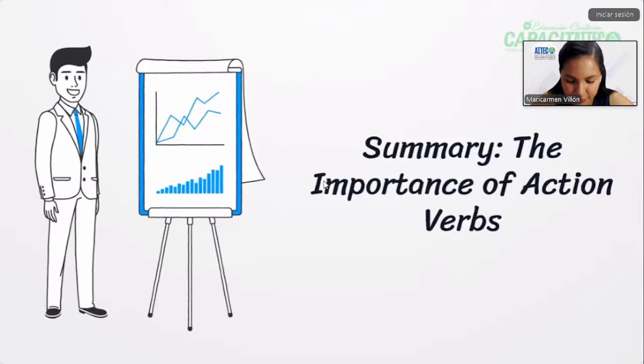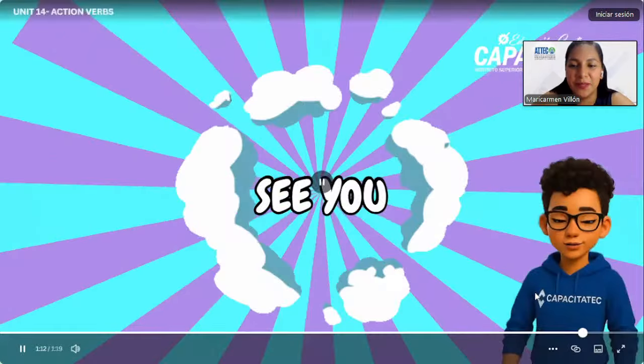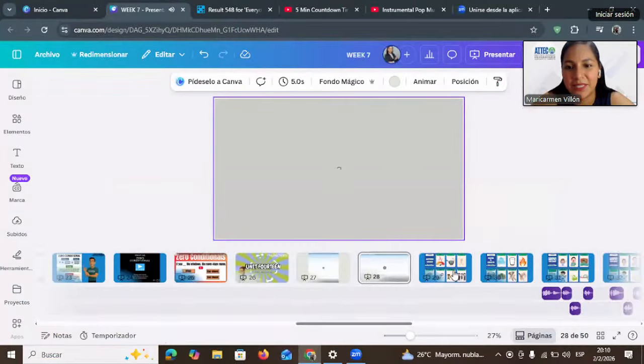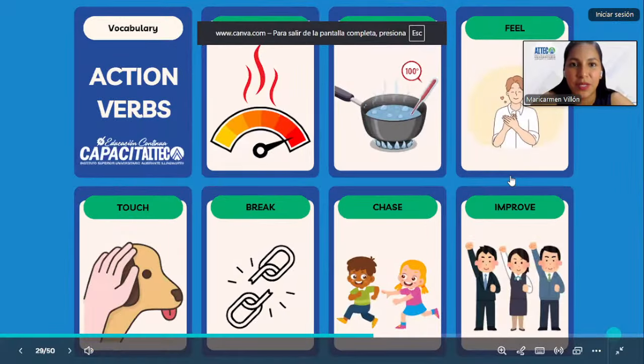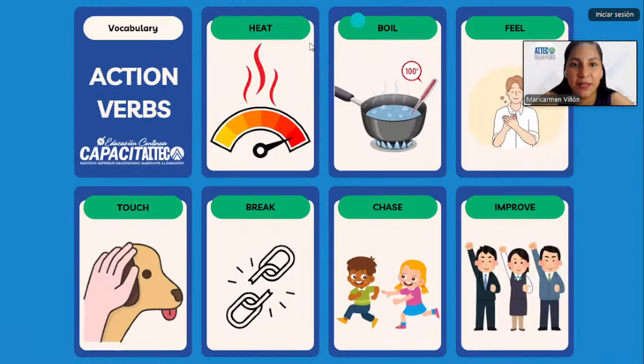Keep practicing. Okay, so let's practice vocabulary. Let's keep practicing action verbs. So look at these vocabulary words that we got here. Veamos aquí qué tenemos. Heat. Look at this word. I would like you to repeat. Heat means calentar. That is the correct translation.